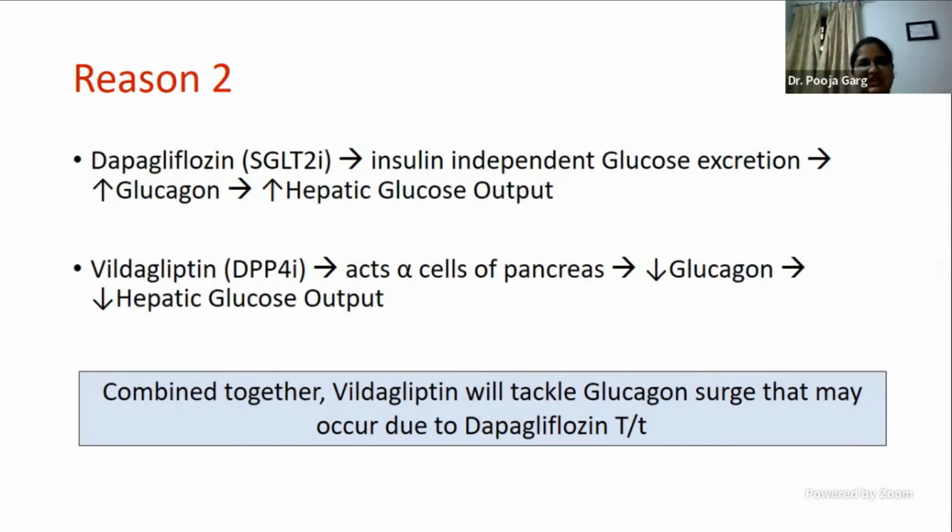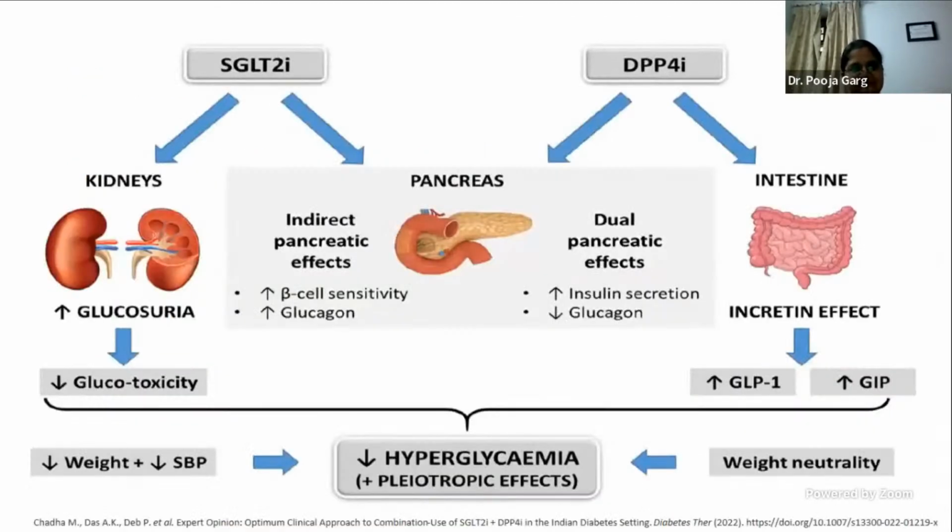How can this disadvantage be taken care of by Vildagliptin? They act at the alpha cells of the pancreas, as I have already discussed, reduce glucagon and therefore reduce hepatic glucose output. So this mechanism can be nullified with the usage of this combination. DAPA increases hepatic glucose output, Vildagliptin reduces it. So together, this will tackle the glucagon surge that occurs because of dapagliflozin. This is how this combination wonderfully acts.